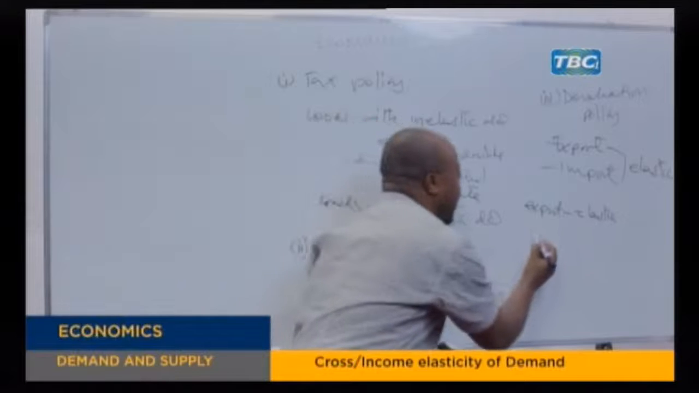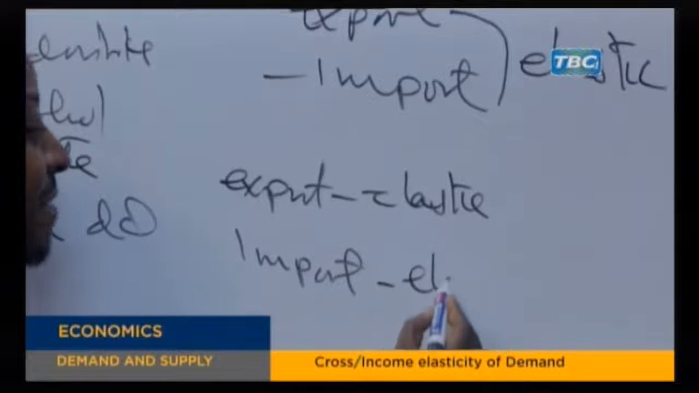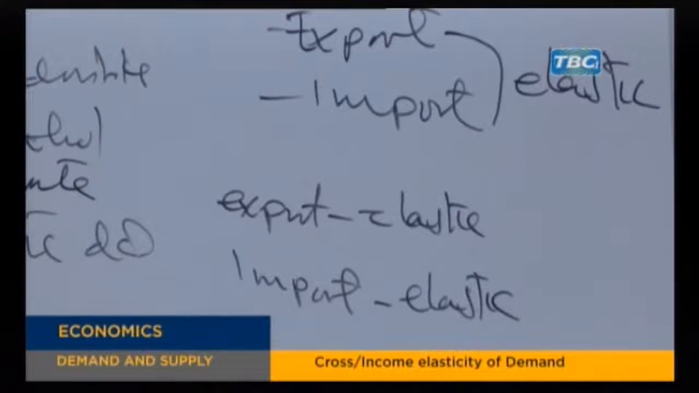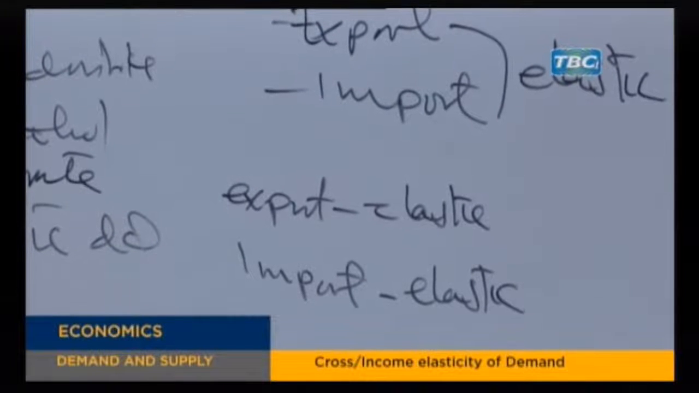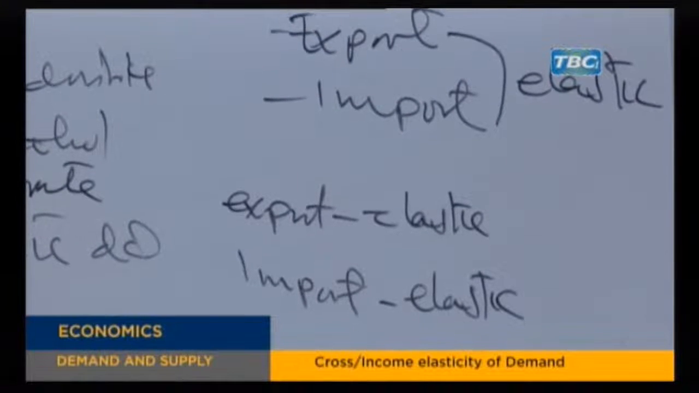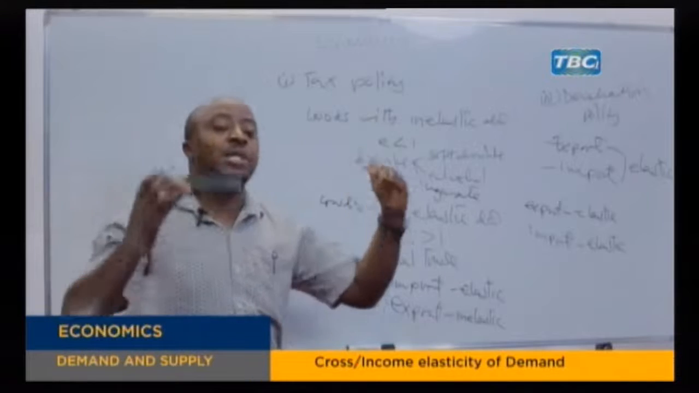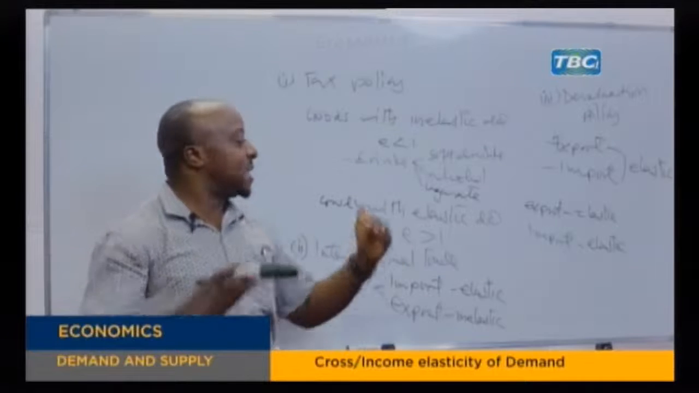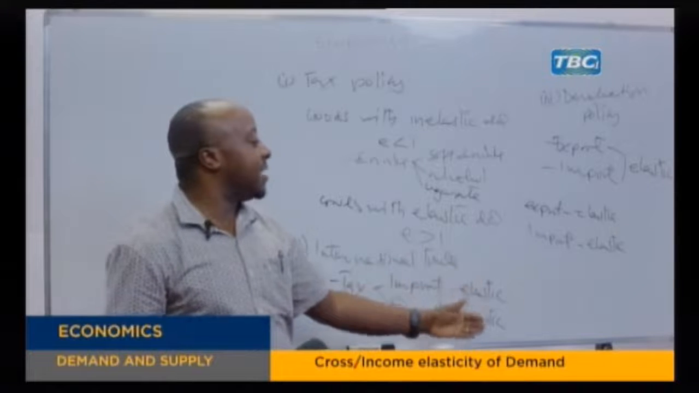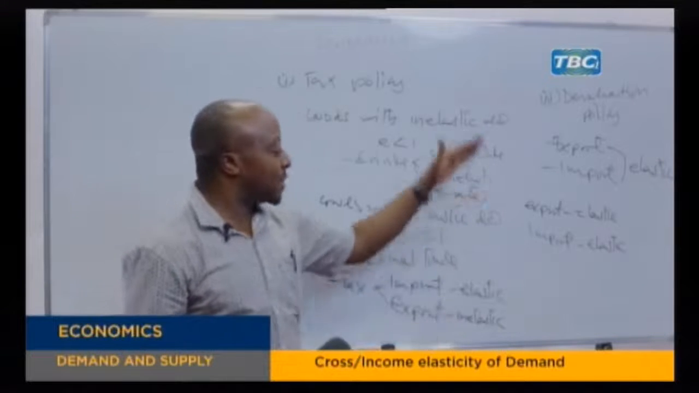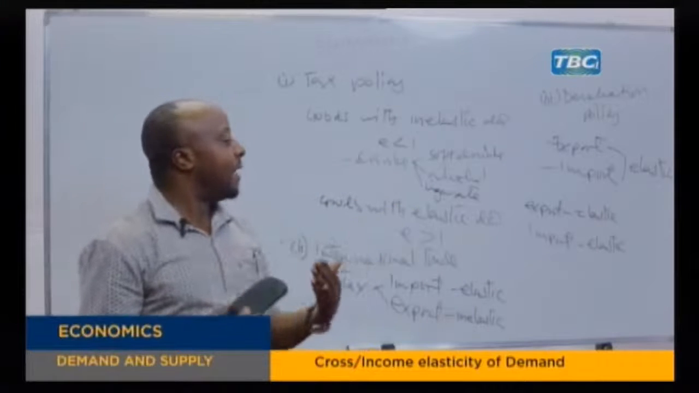Likewise, when we have import and that import has elastic demand, it means when we devalue a currency, import becomes expensive. The import price will increase, and when import price increases, we expect demand for import to be low. When demand for import is low, that means we have discouraged import and we have encouraged what? Export. So import will be low and export will be higher. Then the devaluation of the currency will be successful.